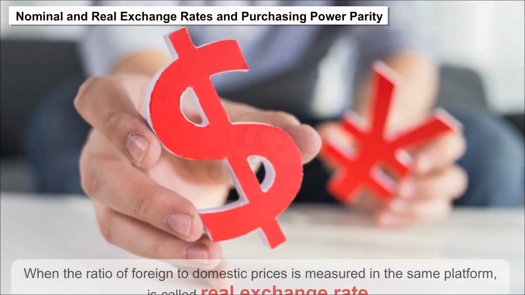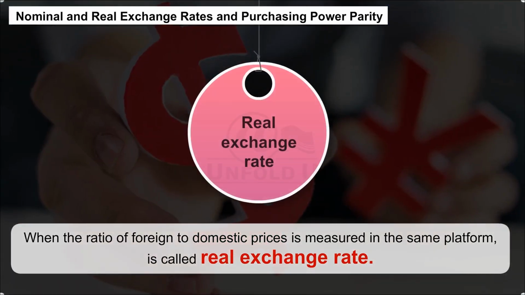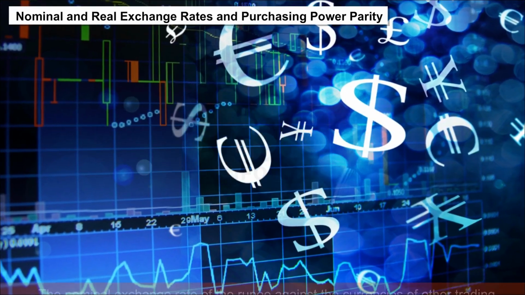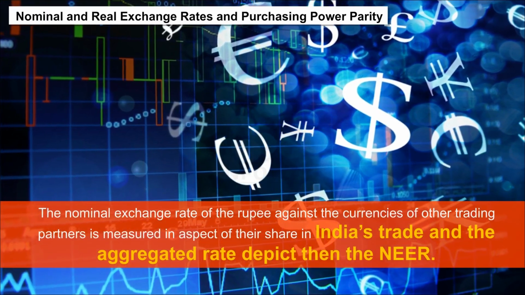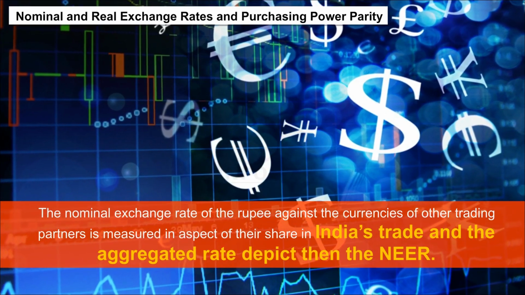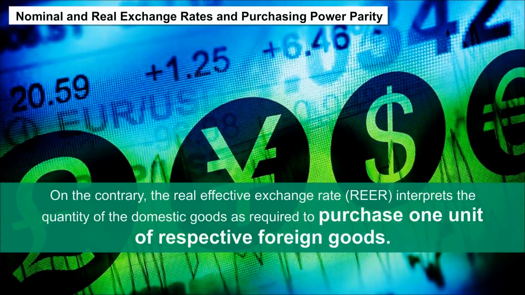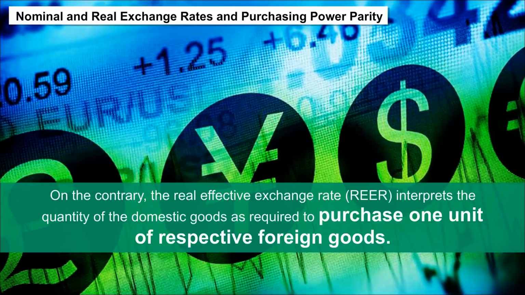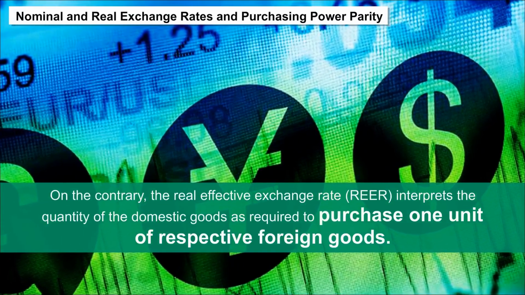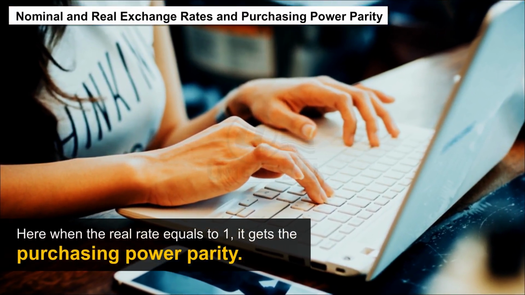On the other hand, when the ratio of foreign to domestic prices is measured on the same platform, it is called the real exchange rate. To calculate the nominal effective exchange rate, NEER, the nominal exchange rate of the rupee against the currencies of other trading partners is measured in terms of their share in India's trade, and the aggregated rate depicts the NEER. On the contrary, the real effective exchange rate, REER, interprets the quantity of domestic goods required to purchase 1 unit of the respective foreign goods. When the real rate equals 1, we get purchasing power parity.